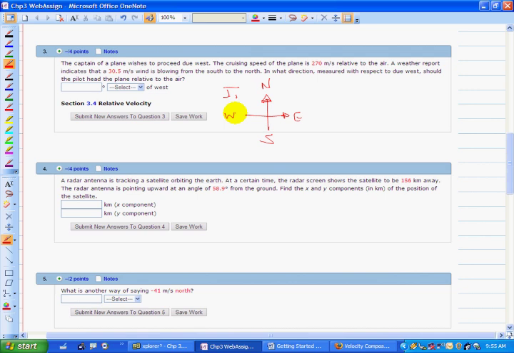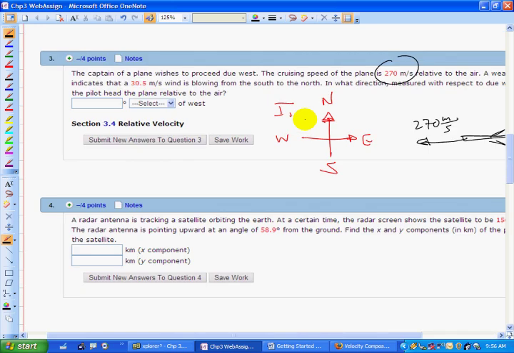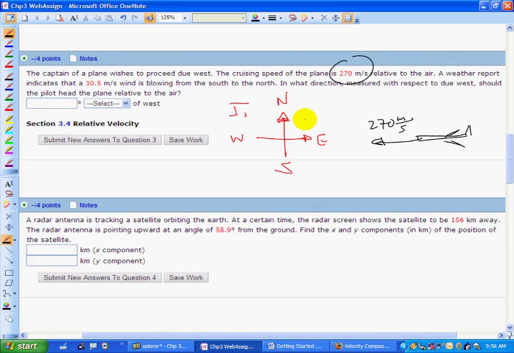So in this case, this pilot in the airplane is just trying to fly due west. So maybe, for spring break, the plane is trying to fly out to California, something like that, okay? We're trying to fly due west. And normally, the velocity of the plane is given as 270 meters per second, okay? Now the problem is, there's a wind blowing from what? South to north, right? 30.5 meters per second.